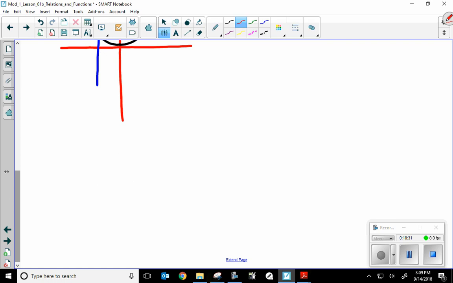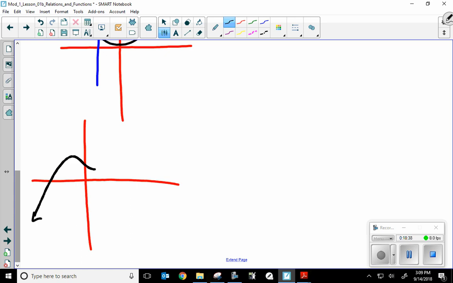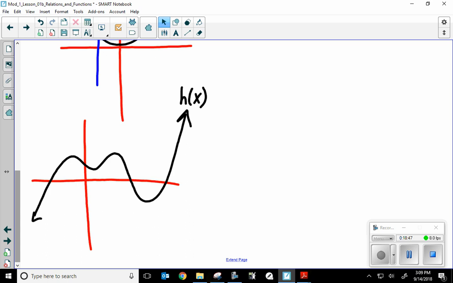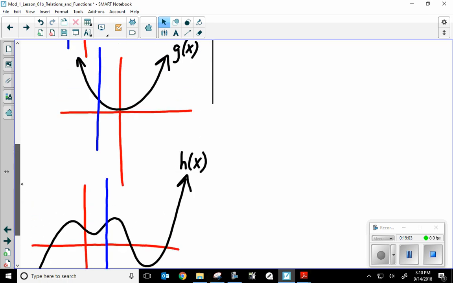And last but not least, I think you guys are starting to get the picture. If I have something that goes like this, up, down, up, down, up, say that's h of x. Is that a function? Well, let's do the vertical line test. I draw a vertical line. Anywhere I put this vertical line, I am only touching my graph, which is the black line I drew, once. So h of x is a function.